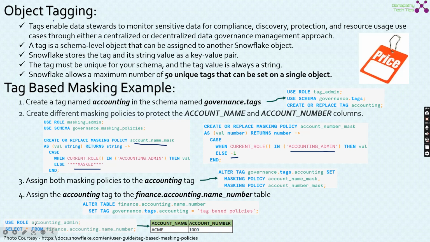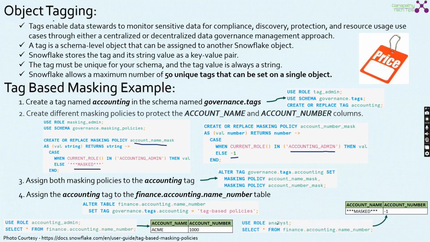Now this comes if we fire a query using the role of account admin. If I fire select star from finance.accounting.name, it will give me the account name and account number, which is valid. Say I am using the analyst role. If I fire the query against it, it will provide me the masked value only. We already defined it as masked and -1, so that is the reason why we are getting it. It's one example of tagging, how we can use tagging to implement masking instead of directly using the masking policies.